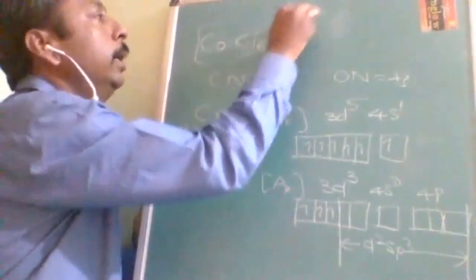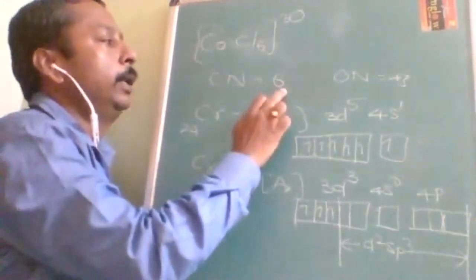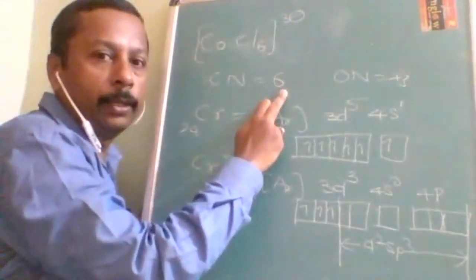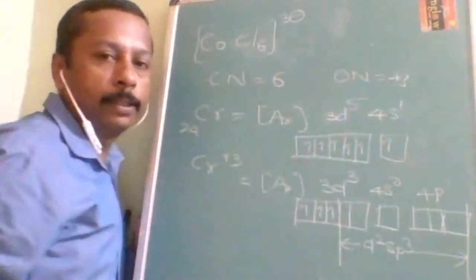CuCl6, and it will be 3 minus. Here still the coordination number will be 6 only, and the oxidation number will be plus 3 only.